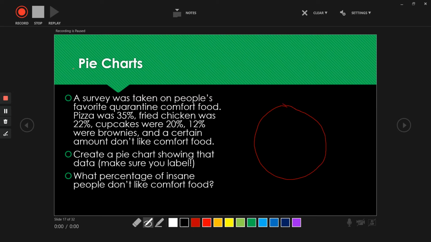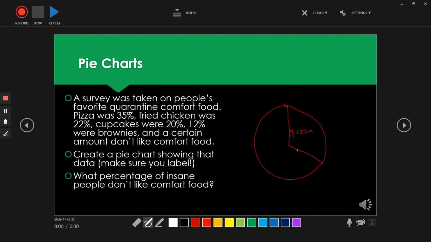So we'll make a circle. Yep, we'll make a circle and then we'll say 35%. So if you imagine again, right? A quarter of the way would be like 25, but I want to make it 35, so we'll just make it a little bit bigger. And that's pizza.